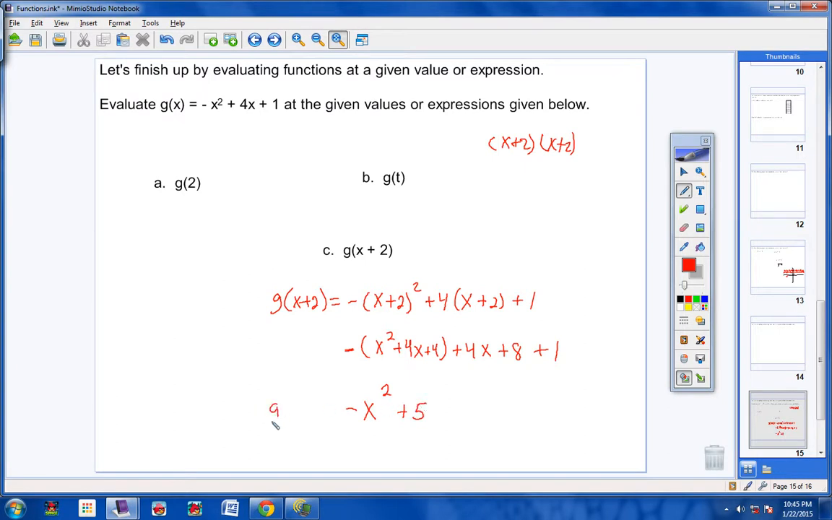Okay, so g of x plus 2 equals this right here. Okay, once again, negative x squared, then negative 4x would cancel with your 4x. Negative times a positive 4 is negative 4, plus 8 plus 1 is a positive 5. So g of x plus 2 equals negative x squared plus 5, or you could write it like an ordered pair. X plus 2, comma, negative x squared plus 5. Input, output.